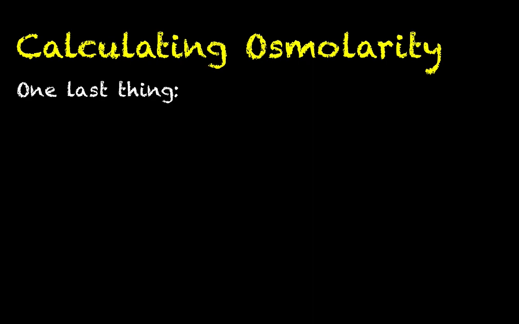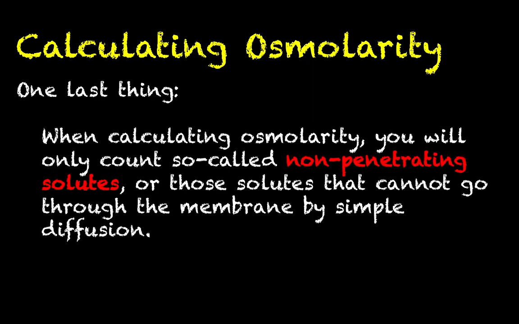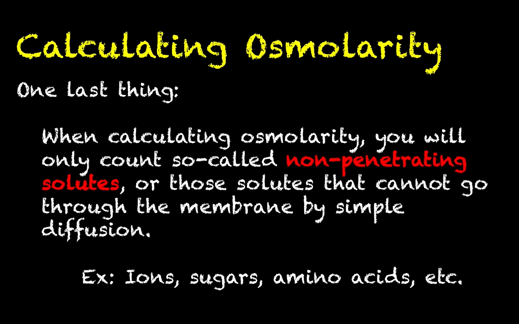One last thing for us to consider about osmolarity is that when you're calculating this, you are only going to count the so-called non-penetrating solutes. Those are the kinds of solutes that cannot move through the membrane by simple diffusion. So we're going to be talking about things like ions like sodium and potassium, sugars like glucose and fructose, amino acids, things of that nature, either because they are too polar or because they are electrically charged.